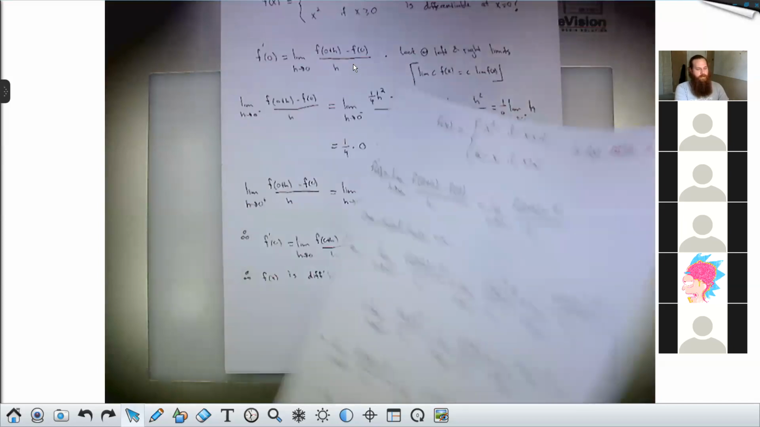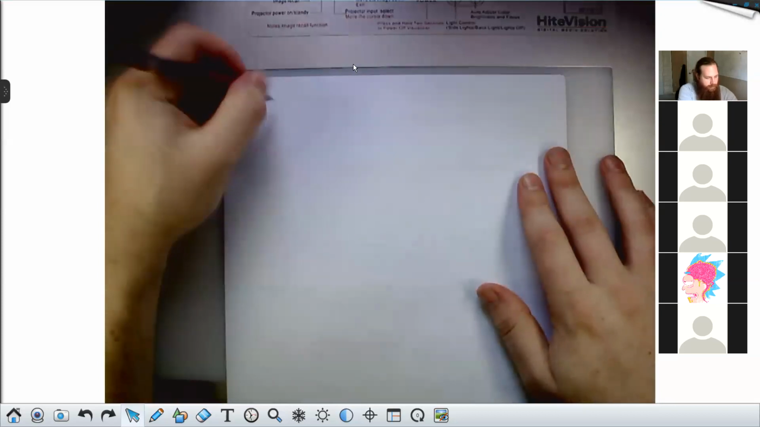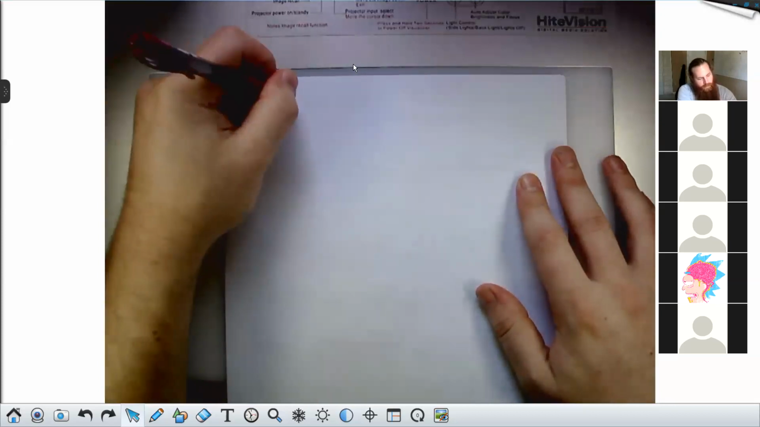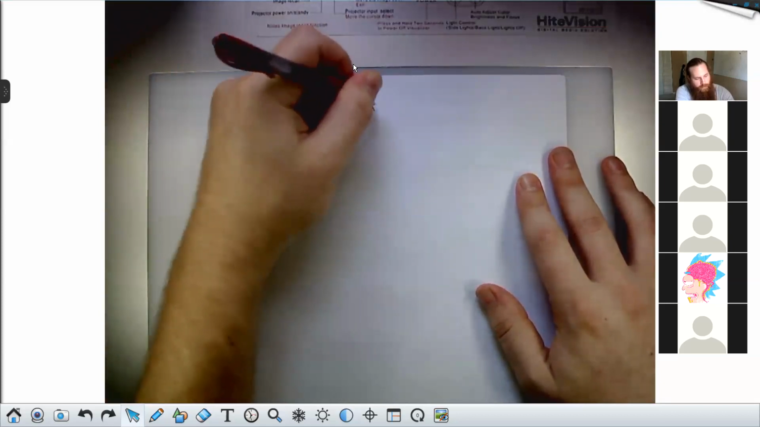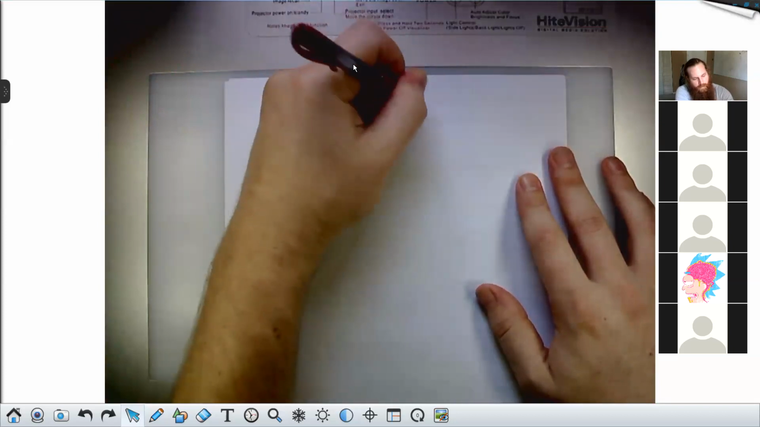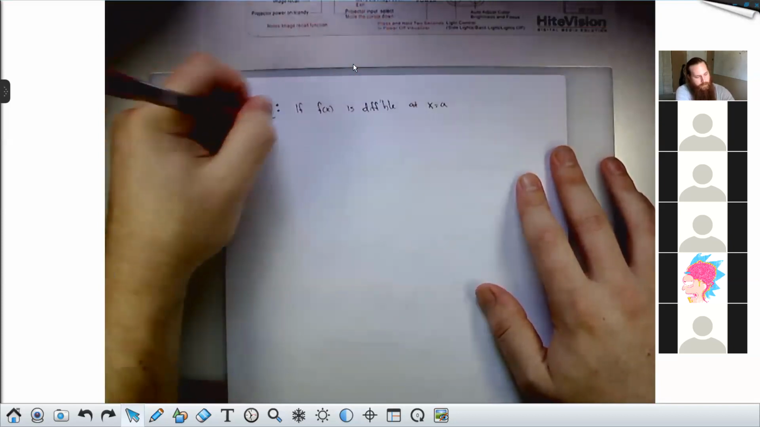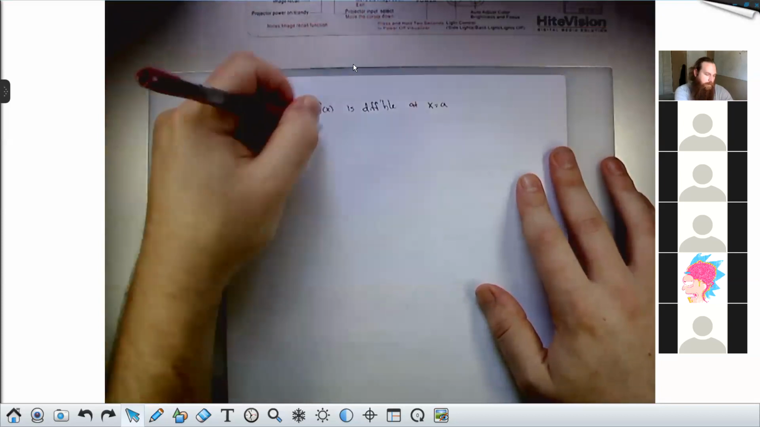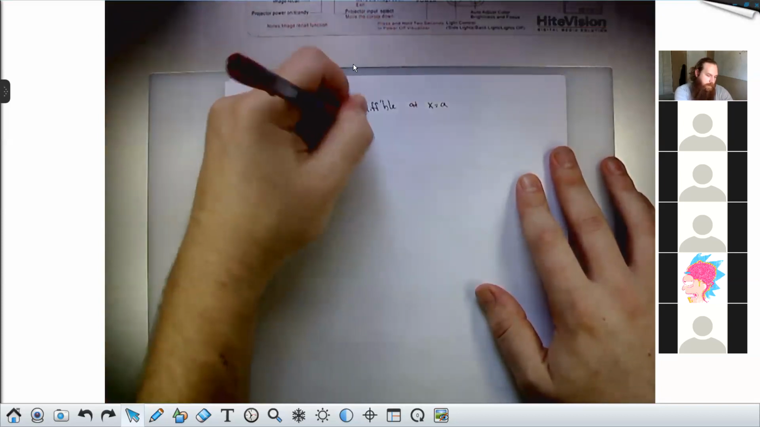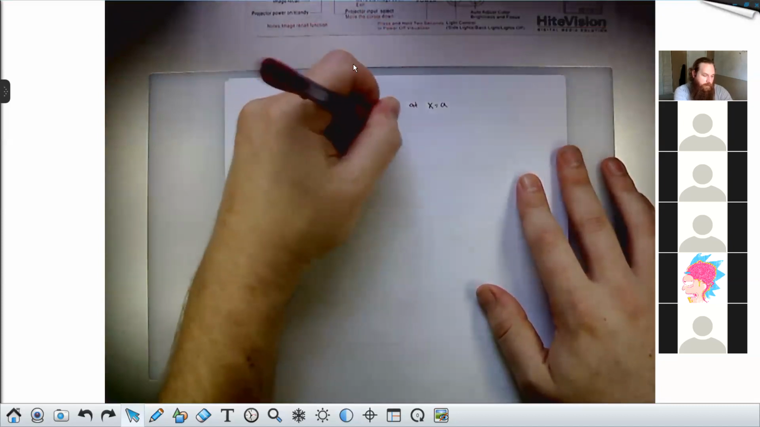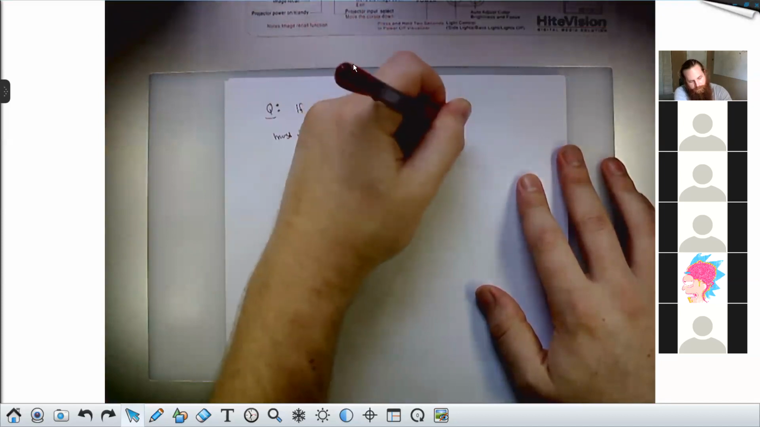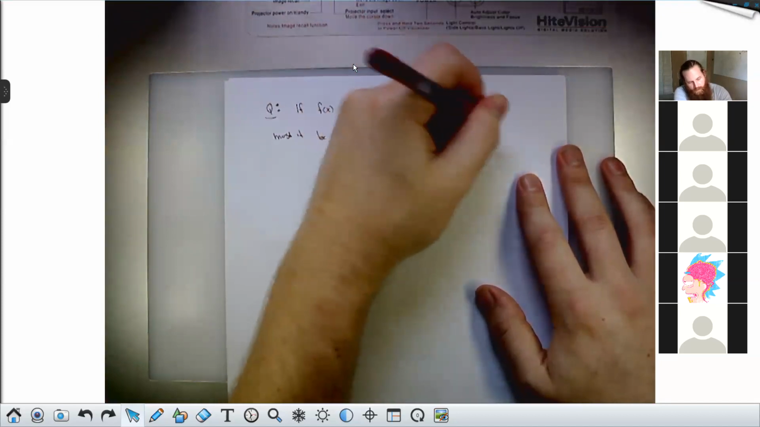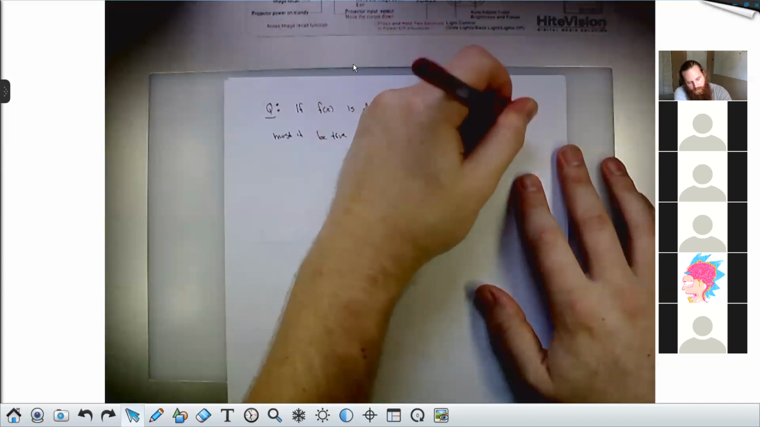Give me 1 second here. I don't want to burn too much more time on this, but here's the question. If f of x is differentiable at x equals a, must it be true that the derivative f prime of x is continuous at x equals a?